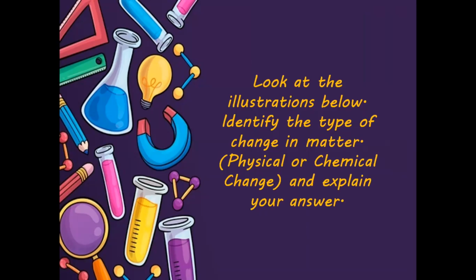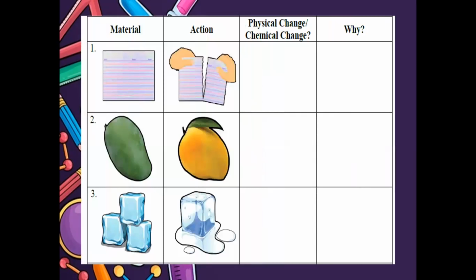Physical change, again, physical change. No matter, kahit na siya lupiin mo, gupitin mo, hindi nagbabago. It doesn't change the composition of the matter. In chemical change, it changes the composition of matter. Nagbabago siya. Yung kanyang itsura, nagbabago din yung kanyang composition. Okay, so let's have the activity. We have the material, and then we have the action taken, and then you have to state if it is physical change or chemical change, and then why. Why is it chemical change, and why is it physical change?